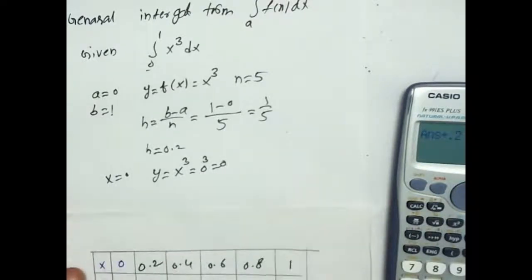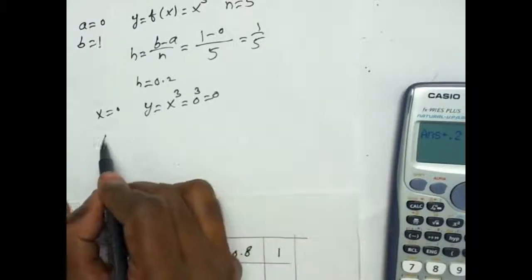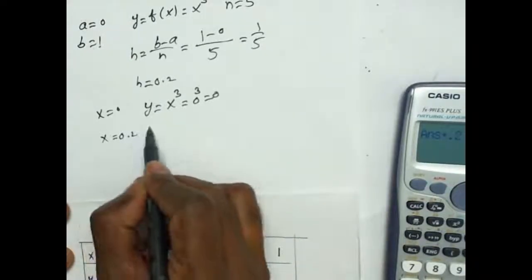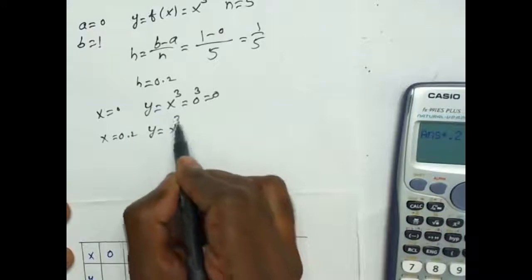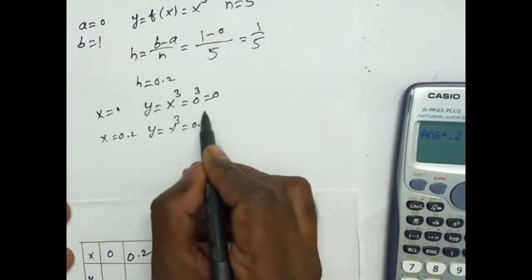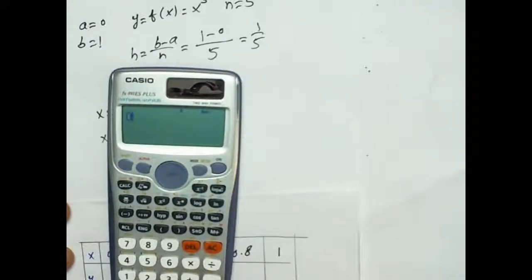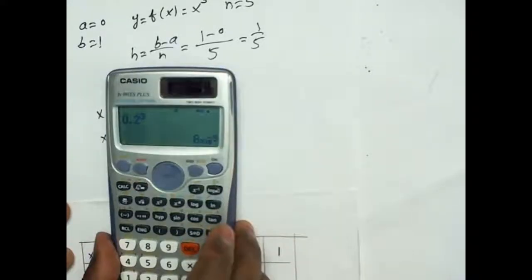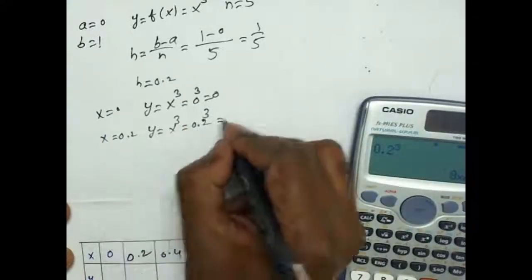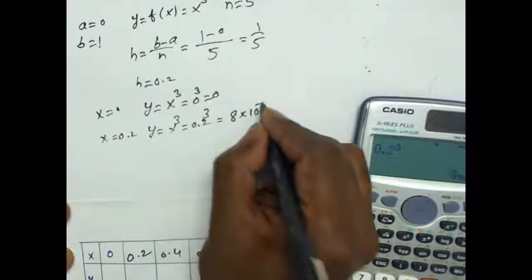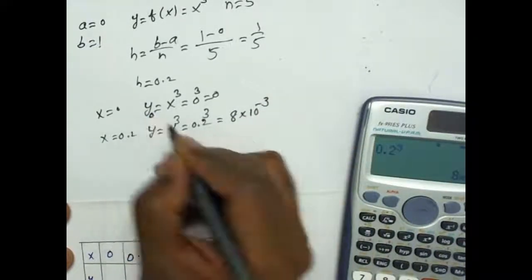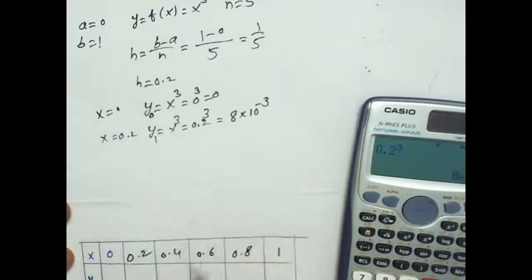Okay. When x is equal to 0.2, y equal to x cube. That means 0.2 whole cube. 0.2 whole cube is equal to how much? 8 into 10 power minus 3. Now we are calling this the y naught value, and this is the y1 value.